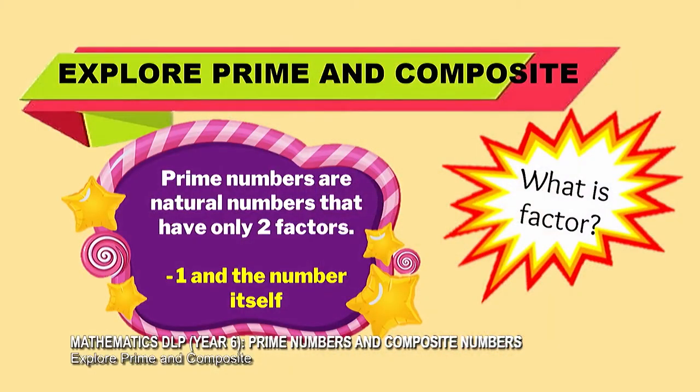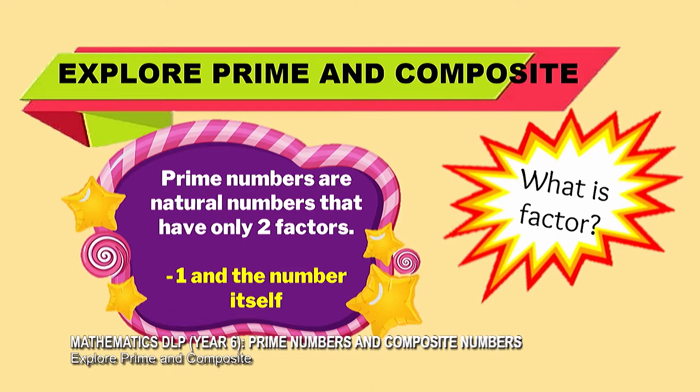Prime numbers are natural numbers. As I said just now, they are natural numbers that have only 2 factors. Here you have to bear in mind that the factors are only 1 and the number itself. Okay, Chris? Can you understand?